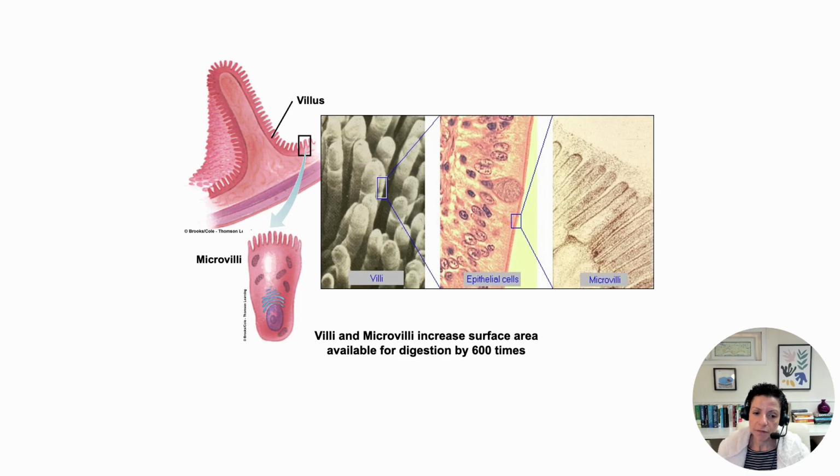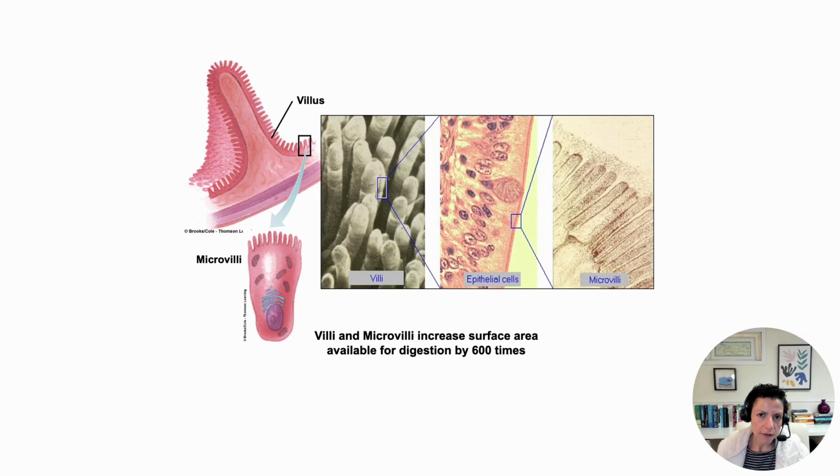And that microvilli is why the membrane is called the brush border membrane, because those microvilli look like bristles on a brush, right? And it has those embedded enzymes, those brush border enzymes, the enterokinases, the aminopeptidases, the disaccharidases.